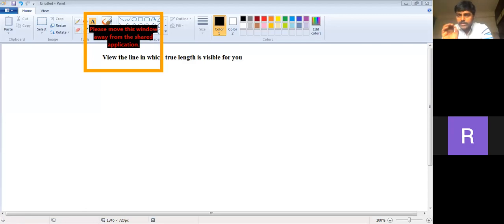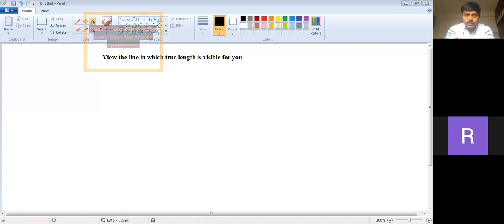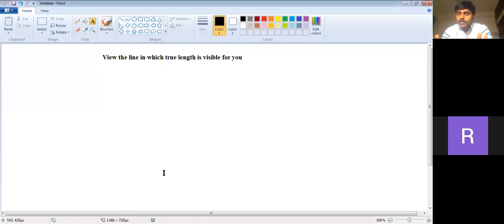Now for these particular things, let me clear the problem. What is the problem? A 60 mm line, length is 60 mm, they have given. And they told that point A is 20 mm above HP and 40 mm in front of VP. That's the only thing they have mentioned, and it is perpendicular to the horizontal plane, they told. Since perpendicular to the horizontal plane is given, see how we draw.